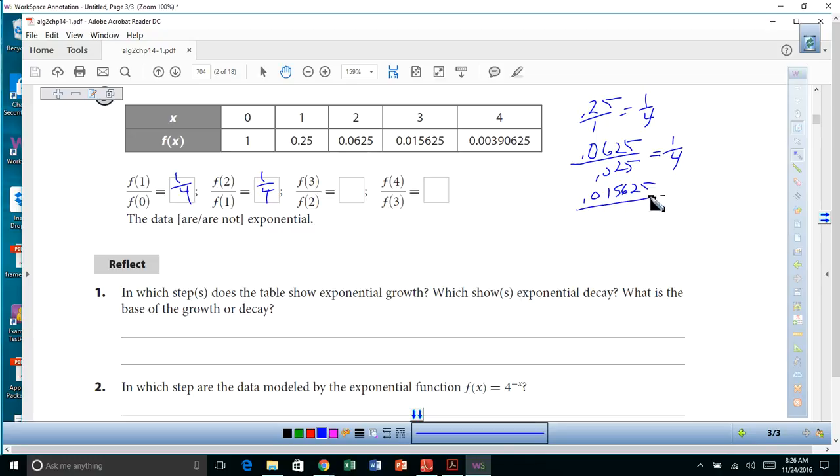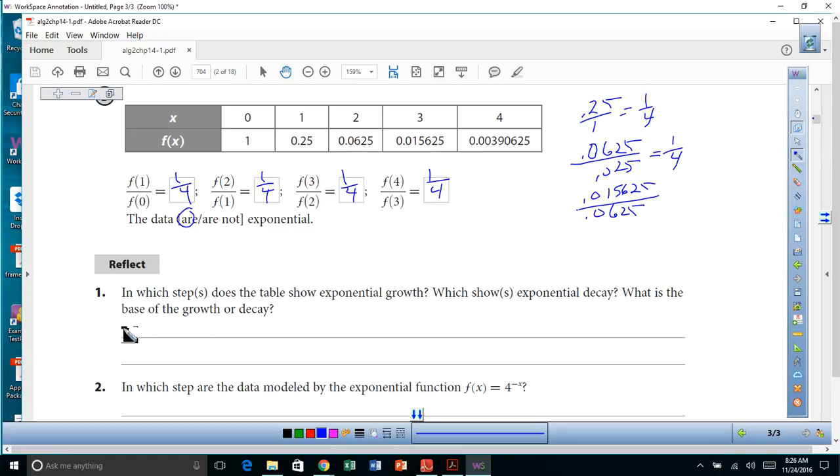0.015625 over 0.0625. And again, if you put that in your calculator, you get 1/4. Same thing for the last one. All right. And notice all four of these are the same, so they are exponential. In which steps does the table show exponential growth?